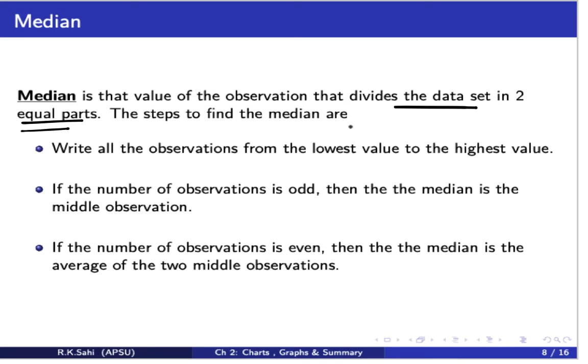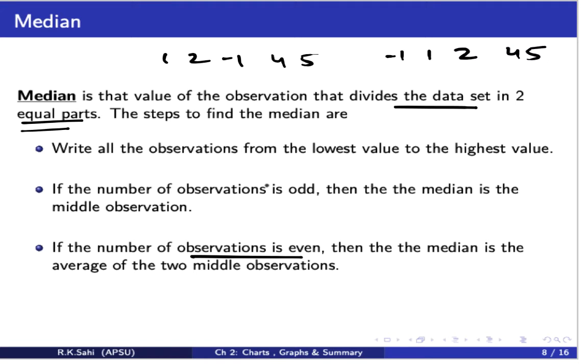And the steps are, first of all, we write down the observations from the lowest to the highest value. If the number of observations is odd, then the median is exactly the middle observation. But if the number of observations is even, the median is the average of the two middle ones. So for example, say I have 1, 2, minus 1, 4, 5. So 5 values. First we write it from lowest to highest: minus 1, 1, 2, 4, and 5.